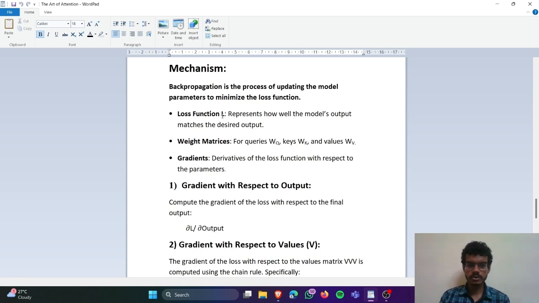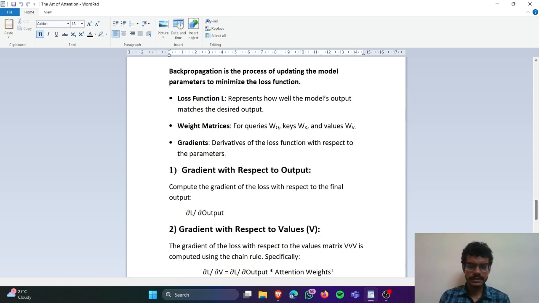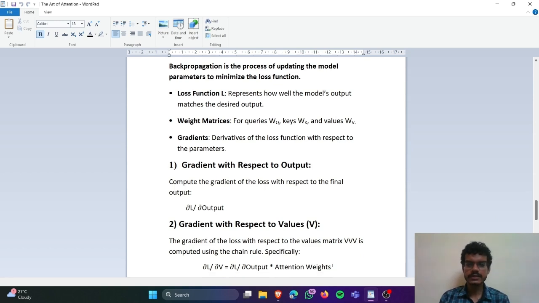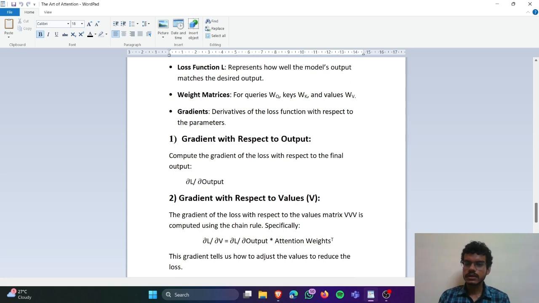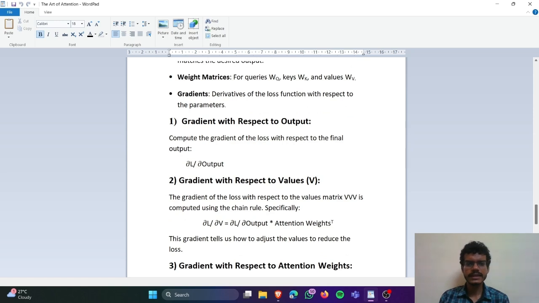So you need to know the loss function. It represents how well the model's output matches the desired output. And then weight matrices for queries: there are different sets of weights for queries, keys, and values. So using backpropagation, you have to optimize these weights so that you get the most accurate answer. Then gradients, these are simply the derivatives of the loss function with respect to the parameters.